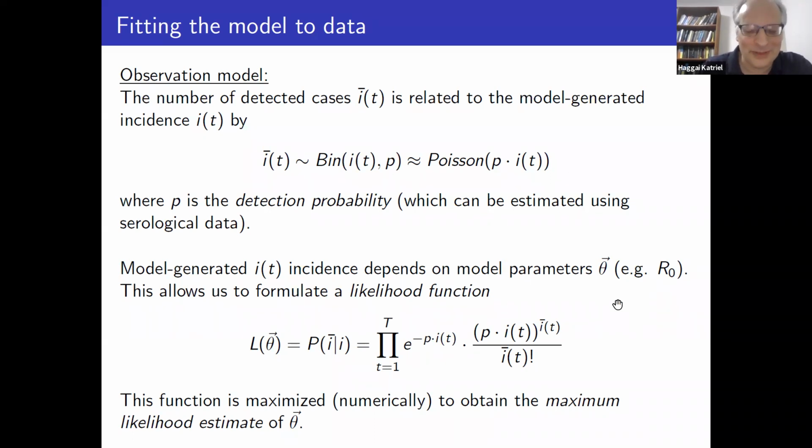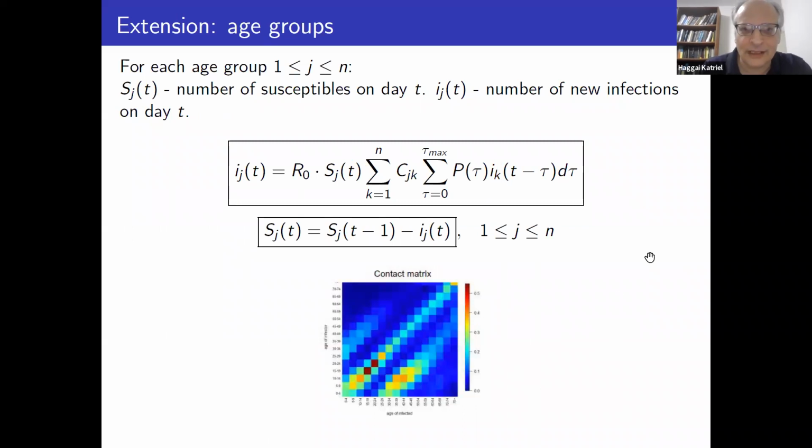The advantage of introducing this probability is that we can construct a likelihood function, which is the basic method in statistics, and it's a function of the parameters. So theta denotes the parameters. Each time we want to compute this likelihood function, we have to run the model with these parameters, generate the simulation, and then compute the likelihood function. And this is numerically optimized to find the best fitting parameters. This is the standard idea.